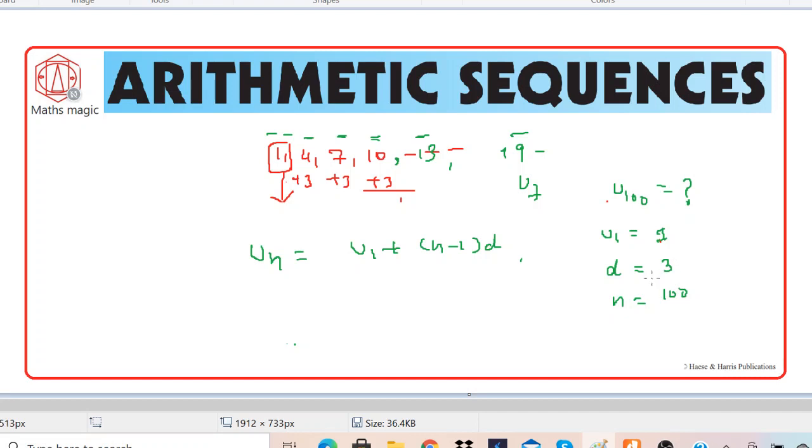Now replace all this information in the formula itself. We are looking for the 100th term, so n is going to be 100. We already know the first term is 1, and you have a common difference of 3. So let's simplify this. It's 1 plus 99 into 3, and you can simplify this.